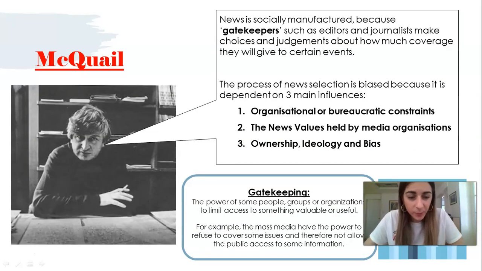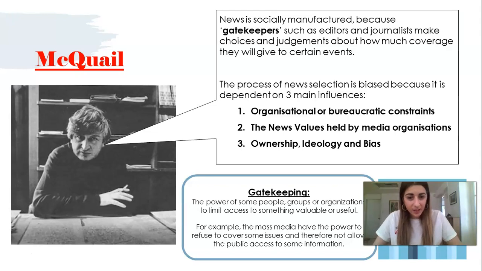Now, McQuail is one of the key theorists that we're going to look at today, and he argues that news is socially manufactured. Gatekeepers like editors and journalists decide what will be in the news, and that's based on three things: organizational or bureaucratic constraints, news values, ownership, ideology, and bias.